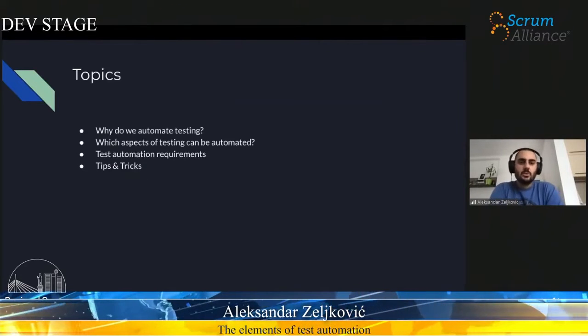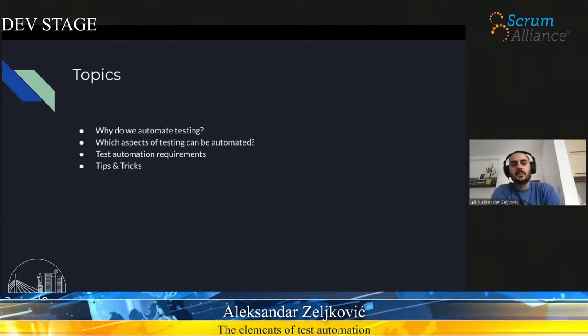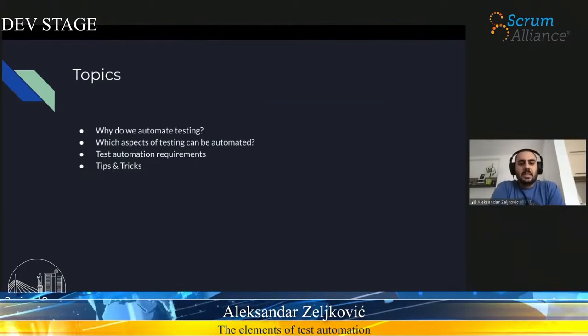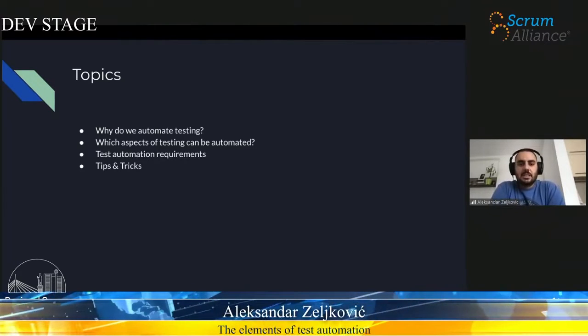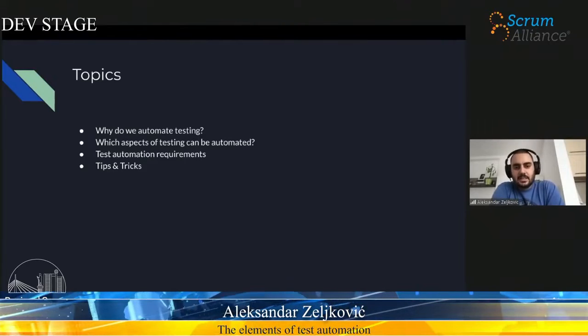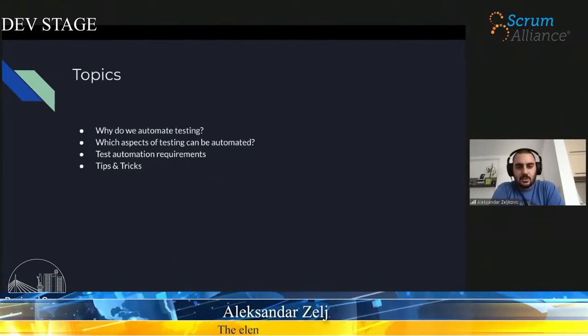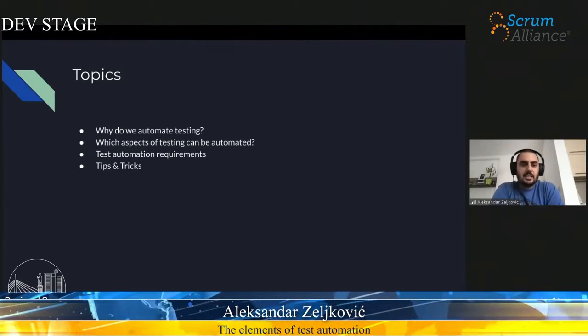So today we are going to cover the following topics. First, we'll see why we automate testing, why we need test automation, and what test automation is in a nutshell. Then we will see what can be automated within testing and what should be automated. We will quickly see what the basic test automation requirements are, and finally I will share some tips and tricks with you that will hopefully help you in your test automation journey.